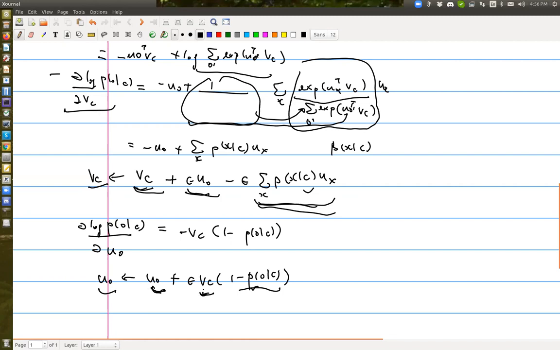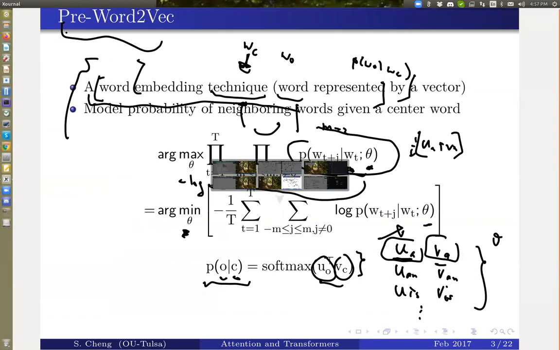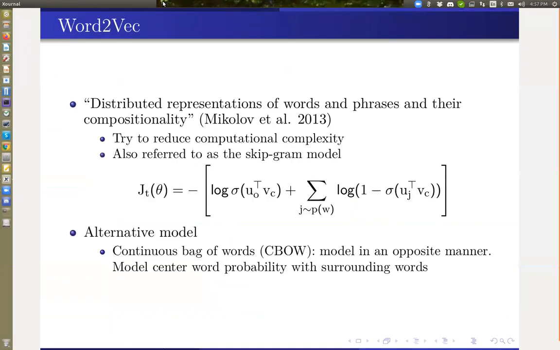So okay, this is somehow the Word2Vec representation. As I mentioned, like this.